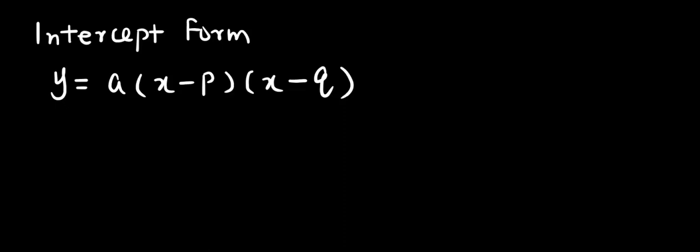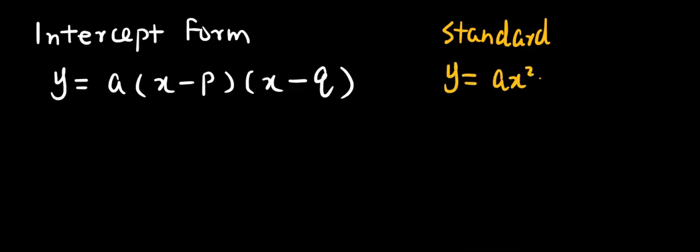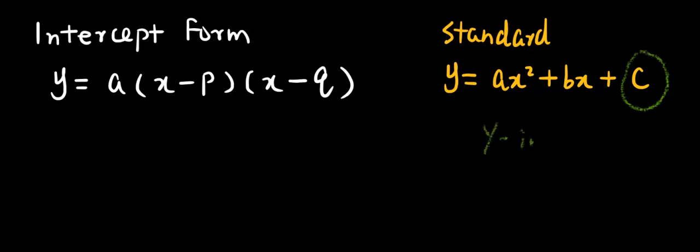Welcome back. In our previous lesson, we learned the standard form for quadratic functions, which is y equals ax squared plus bx plus c. The beauty of the standard form is it tells us where the y-intercept is. For the y-intercept, all we need to look at is c. The y-intercept point is always (0, c). That's the y-intercept. Today, we're going to focus on intercept form.